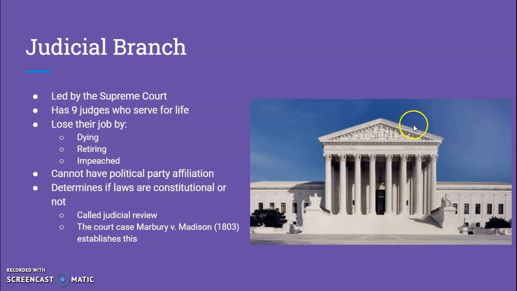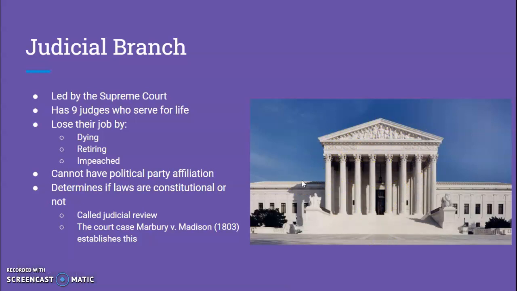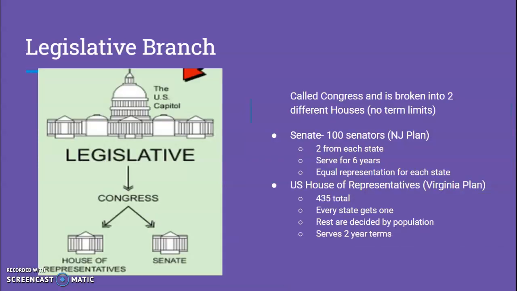Okay, and then the building right here, this is actually the U.S. Supreme Court, which you can find in Washington, D.C., very close to the Capitol building as well. Next, we have the legislative branch, sometimes called one of the more important branches. They do a lot here.